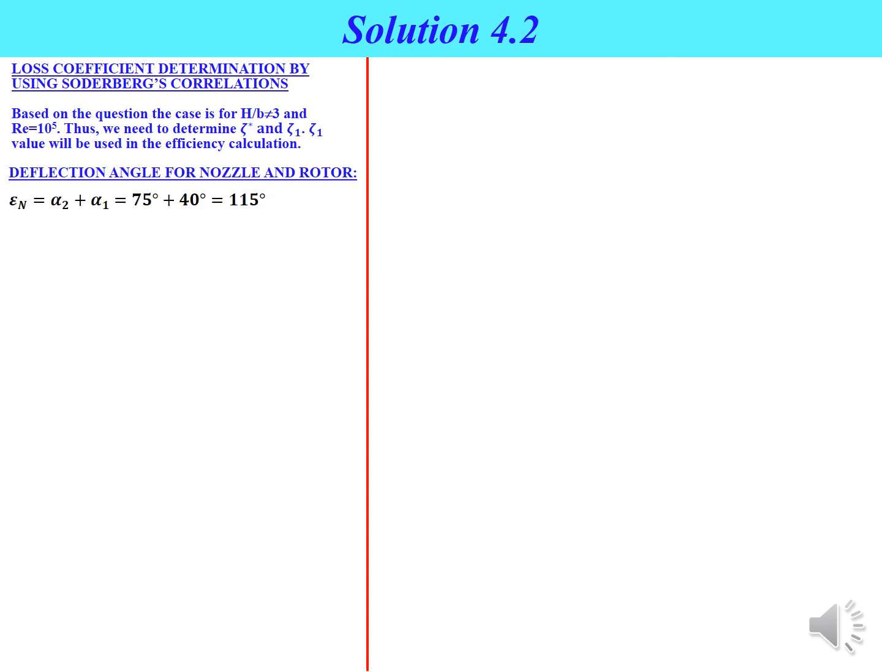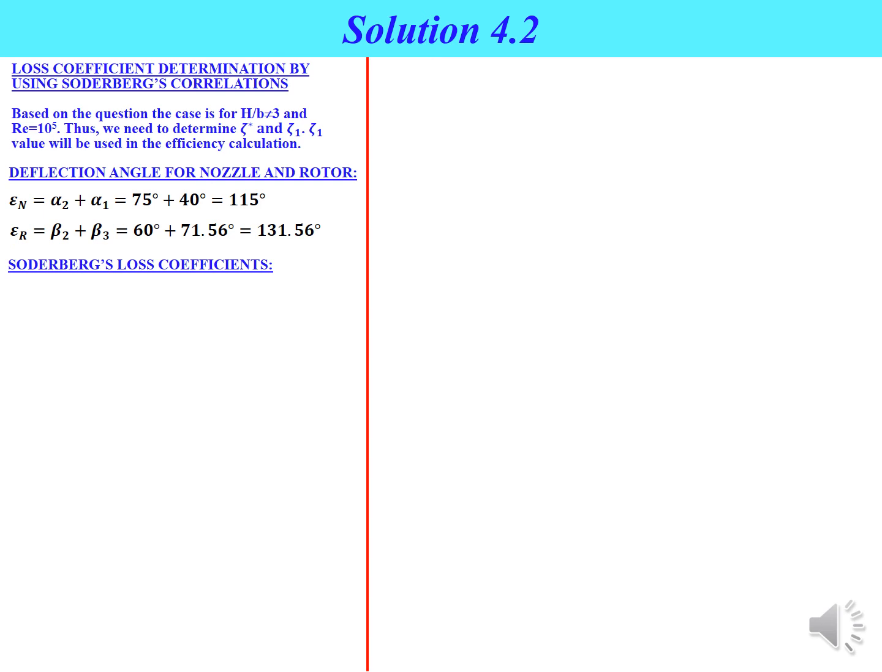We know that the deflection angle for the nozzle equals alpha 2 plus alpha 1. We already calculated alpha 2 and alpha 1, so just substitute the values, and we get the deflection angle for the nozzle equal to 115 degrees. For the rotor, the deflection angle equals beta 2 plus beta 3. We also already determined the values of beta 2 and beta 3, and the value is 131.56 degrees.